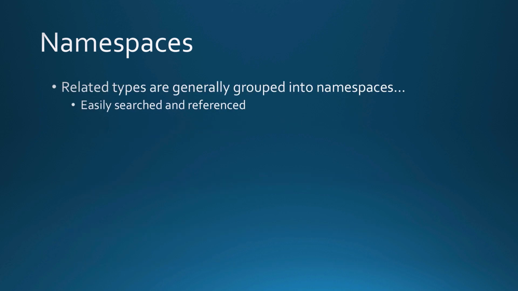Another important piece of object-oriented programming is what are called namespaces. Namespaces are related types, related classes, that are grouped into one namespace. This makes them easily searched and referenced. I like to think of it like you walk into a bookstore and you want to find a travel book. Well, you look for the travel section, or you want to find something on computer programming, so you go to the computer programming section. Computer programming and travel are your namespaces, and they contain the books that are related to those, just like a namespace contains all those classes that are very similar.